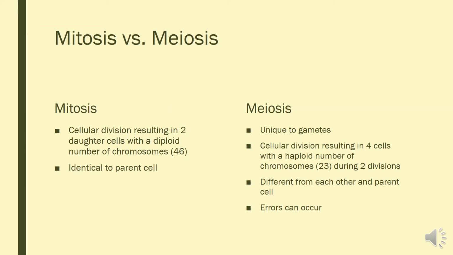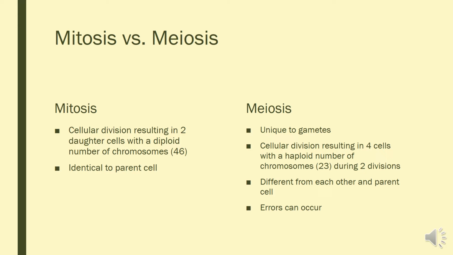The first thing to keep in mind in regards to this is the difference between mitosis and meiosis, as both are important to conception and fetal development. Hopefully this information here is a refresher from your science classes. Mitosis occurs when a cellular division results in two diploid cells, each with 46 chromosomes. These cells are identical to the parent cell. In contrast, meiosis is unique to gametes and prepares the sperm and ova for fertilization.